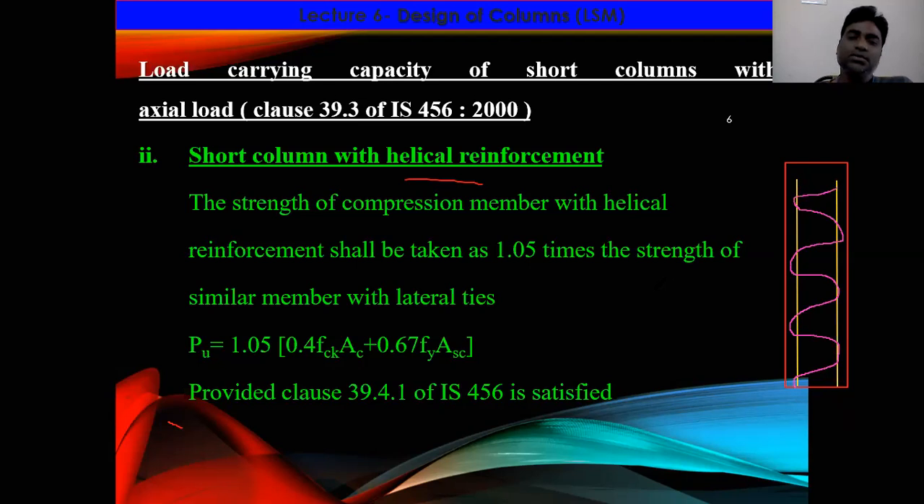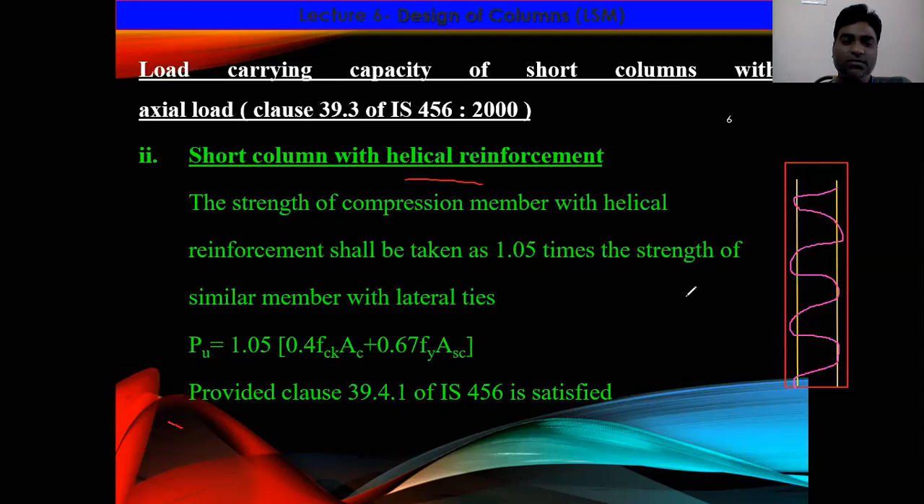This is called helical reinforcement. As I told earlier, it is effective only in circular columns. That is why we use helical reinforcement in circular columns. If you provide helical reinforcement, the strength of the column increases as well as the stiffness of the column also increases.